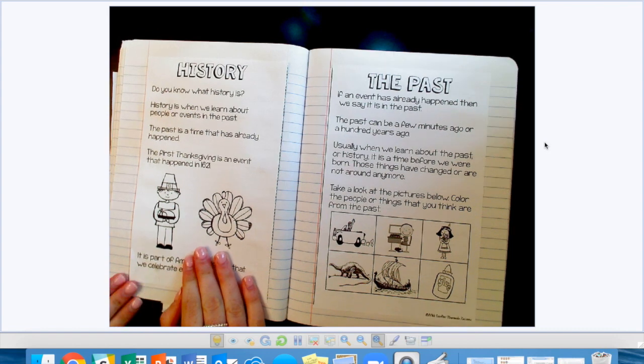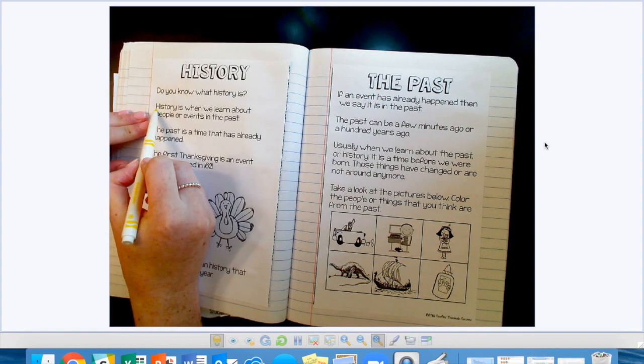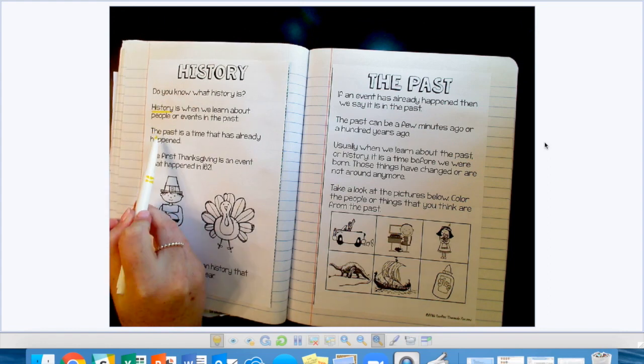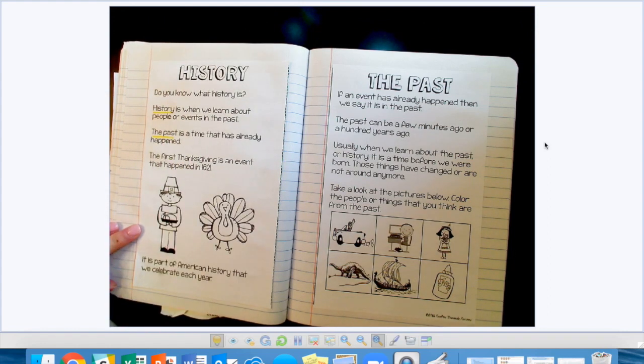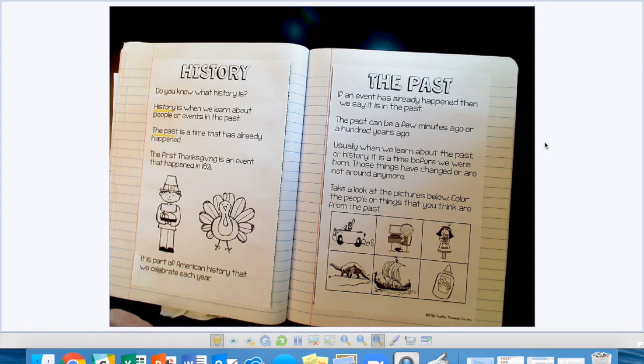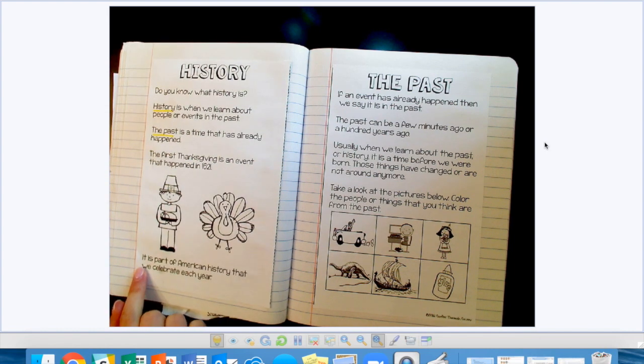History. Do you know what history is? History is when we learn about people or events in the past. So here's our vocabulary word, history. The past is a time that has already happened. There's another vocabulary word. The first Thanksgiving is an event that happened in 1621. So this is in the past. It is part of American history that we celebrate each year.